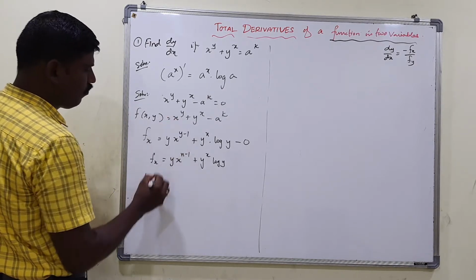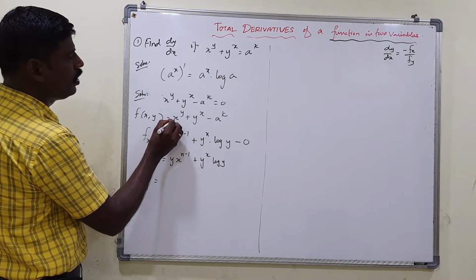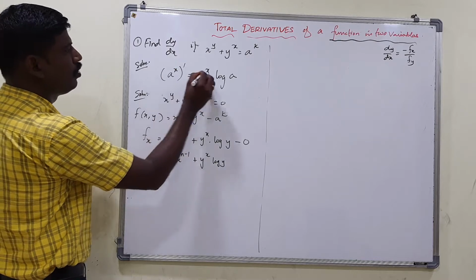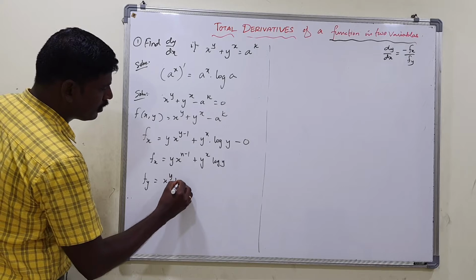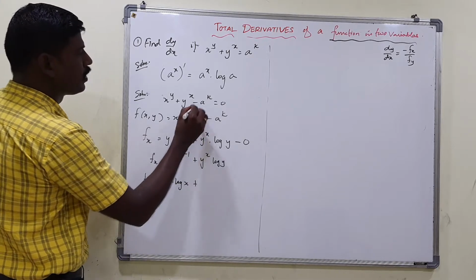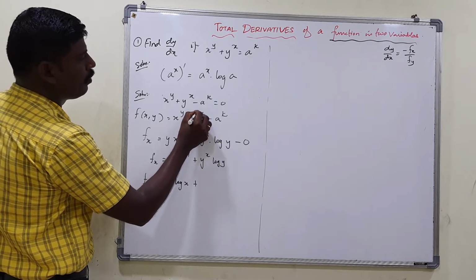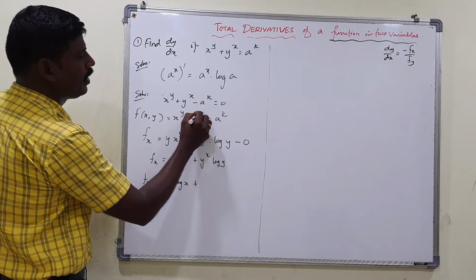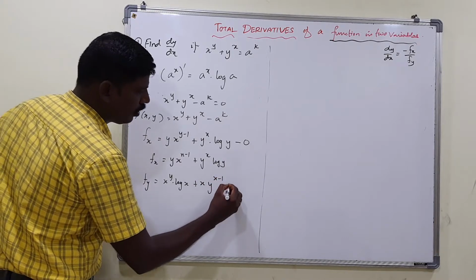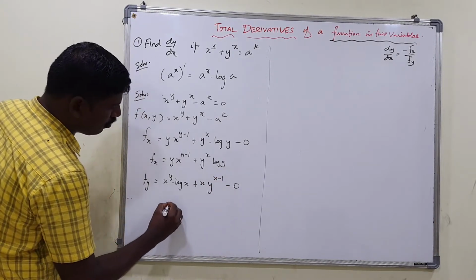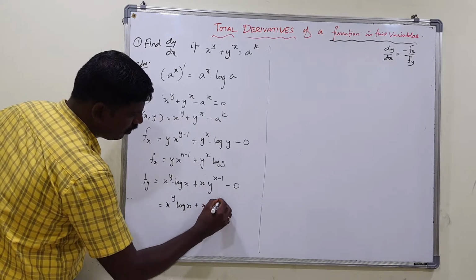Right? Look at that, fy. So y is at the power, x is a constant, y is at the power of the constant. So applying this formula, same like that, x power y into log x plus y power x. We are going to differentiate partially with respect to y. So x power y is constant, isn't it? Y power n formula: n into y power n minus 1, and the constant term becomes 0. So x power y log x plus x into y power x minus 1.